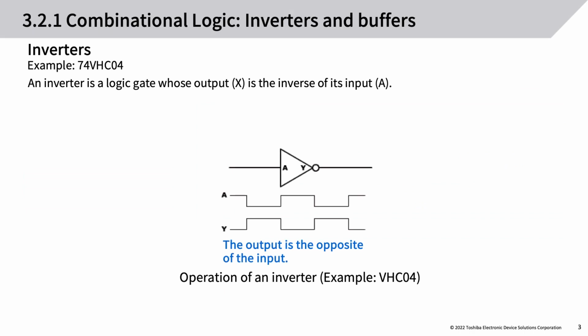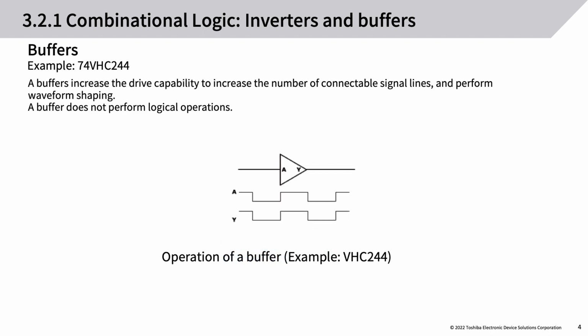Combinational logic, inverters and buffers. Inverters. An inverter is a logic gate whose output, X, is the inverse of its input, A. Buffers. A buffer increases the drive capability to increase the number of connectable signal lines, and performs waveform shaping. A buffer does not perform logical operations.